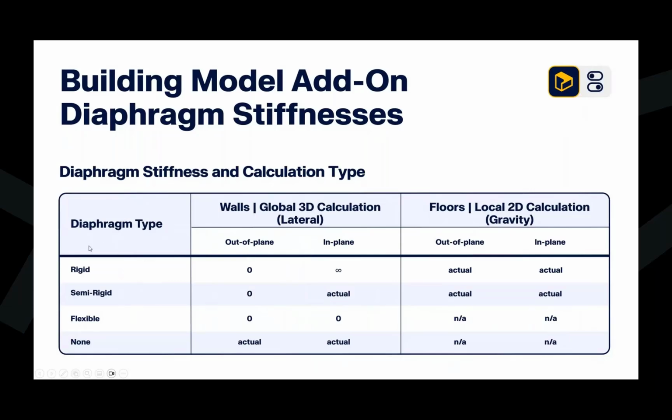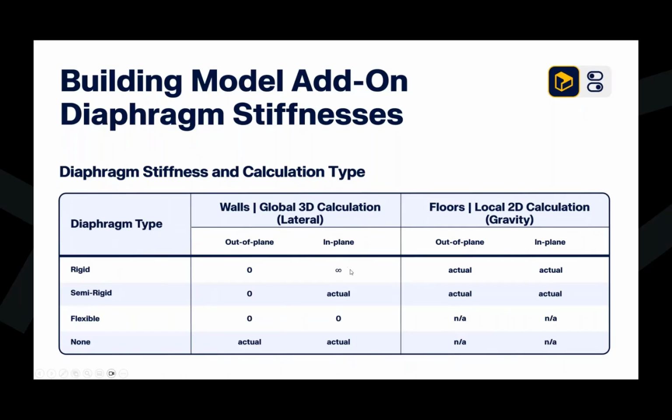When we have defined these different stories and specified a rigid or semi-rigid diaphragm that you've seen here, we actually separate out the analysis into two separate calculations, the gravity versus the lateral. With this, we will extract out the floor elements and only apply those gravity loads. And as far as the stiffness, we'll use the true stiffness of the material, of the thickness that's been defined for that floor. But when we look at the lateral calculation, we will modify the stiffness of those floors.